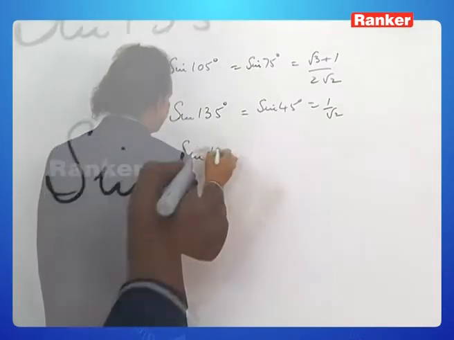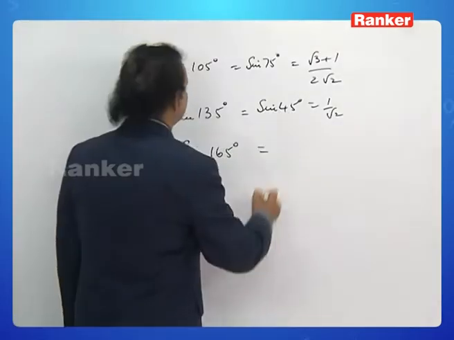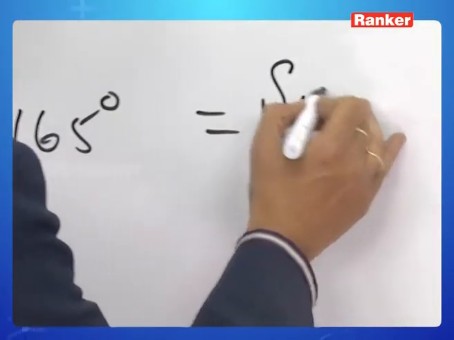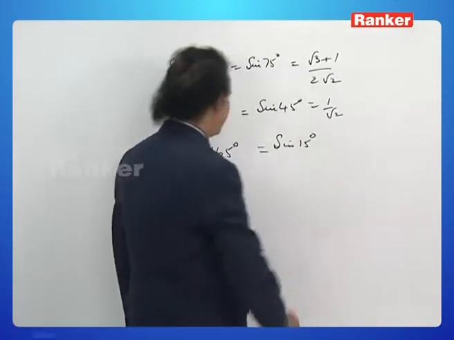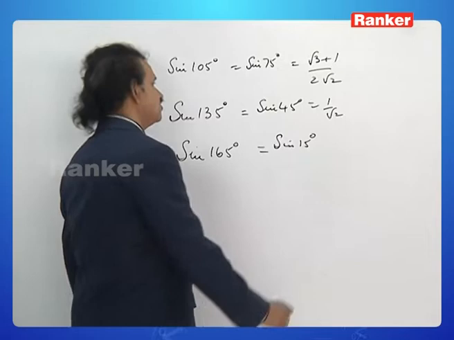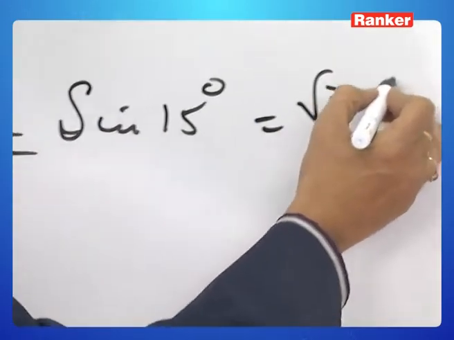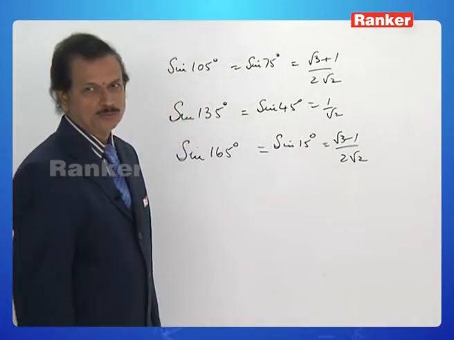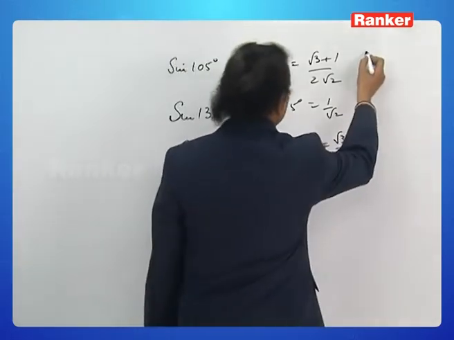What is sine 165? Sine 165 is nothing but sine 15. Why should you have it like that? Because 165 degrees and 15 degrees are supplementary. Well, what is sine 15? Root 3 minus 1 by 2 root 2. Good. Next one.